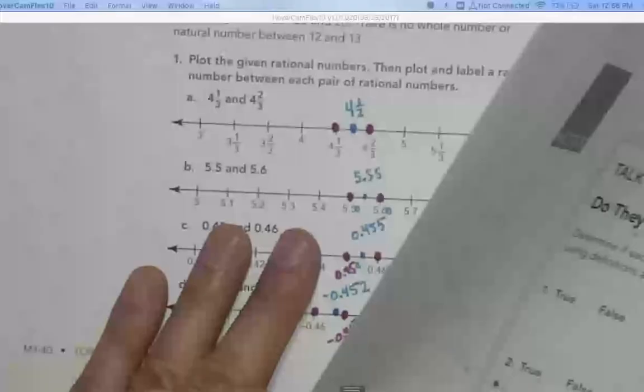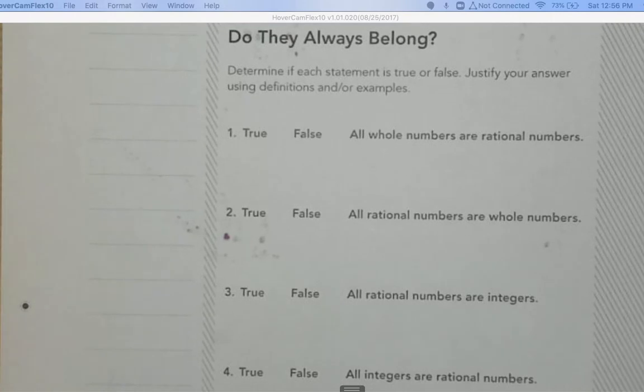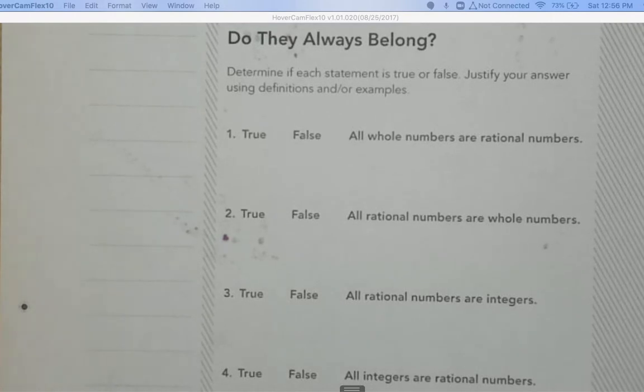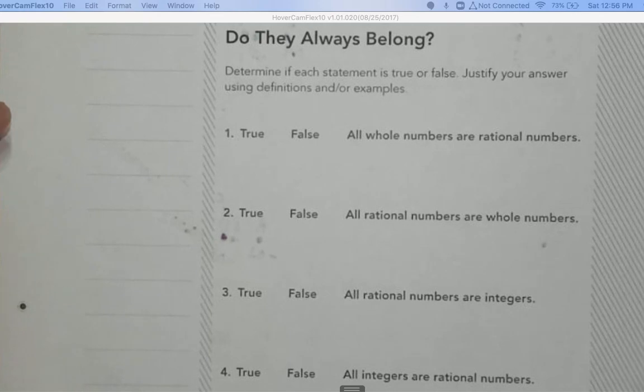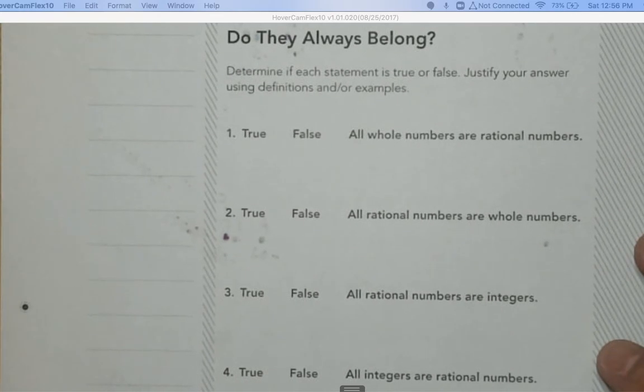I have some questions that we need to answer real quick, and then we're done. So there's 6 questions. We don't have to make it really long. Number 1, all whole numbers are rational numbers. Mrs. Lewandowski, what do you think? I say that is true. I also say it's true.